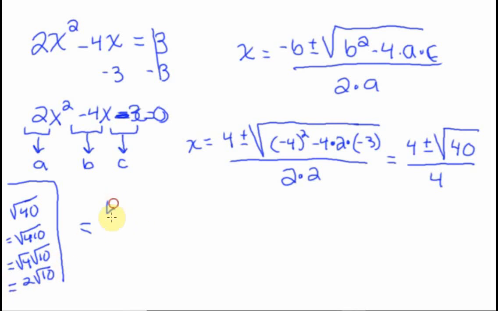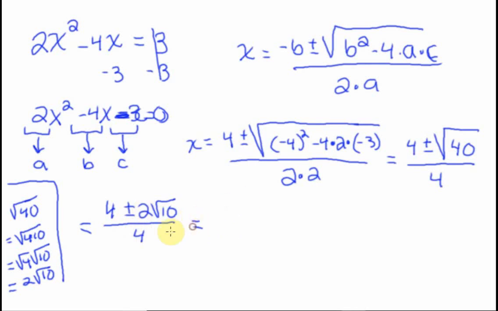Awesome. So let's say I got 4 plus or minus 2 square root of 10, all divided by 4. Now notice something very, very interesting here. This 4 divides evenly into both terms. Well, not evenly, but reduces with both terms. 4 and 4 would reduce, and 4 and 2 would reduce.